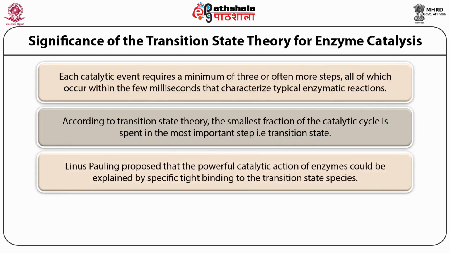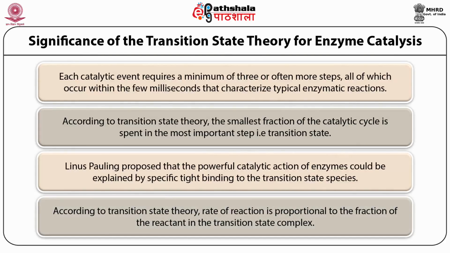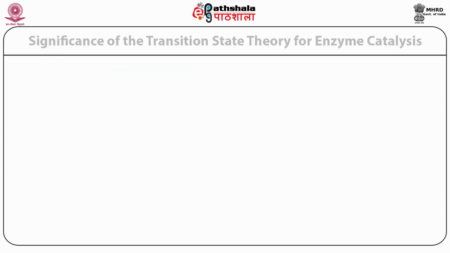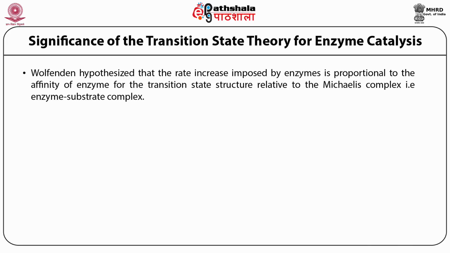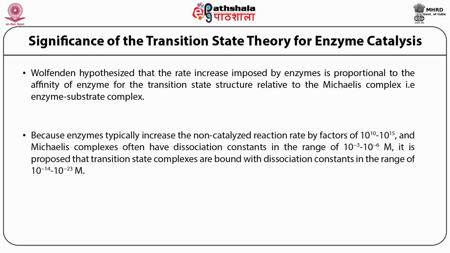Pauling proposed that the powerful catalytic action of enzymes could be explained by specific tight binding toward the transition state species. According to transition state theory, the rate of reaction is proportional to the fraction of reactant in the transition state complex. Wolfenden hypothesized that the rate increase imposed by an enzyme is proportional to the affinity of the enzyme for the transition state structure relative to its Michaelis complex, that is, the enzyme-substrate complex. That means they are proposing that the affinity between enzyme and transition state is more important than the affinity between enzyme and substrate.